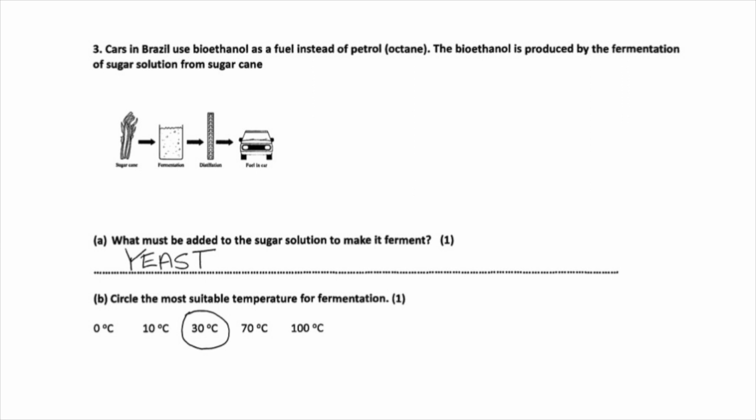So now let's go for the answers to parts A and B. So part A is asking what must be added to the sugar solution to make it ferment. Well, if you said yeast, you get 1 mark. And it says circle the most suitable temperature for fermentation. So that would be 30 degrees C, and there's 1 mark for that.